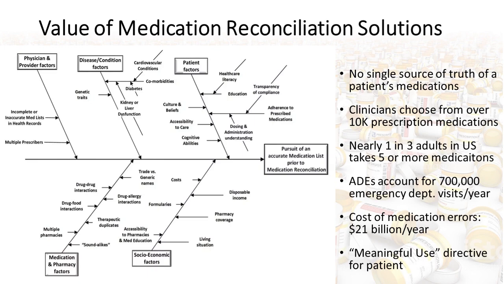Having no single source of truth in an ecosystem of 10,000 plus prescription drugs, where almost 1 in 3 American adults is taking 5 or more medications, coincides with more than 500,000 adverse drug events per year requiring emergency care, and medication errors that cost an approximated $21 billion per year. Our solution would empower the patient to verify they are taking all the medications in their EMR prescribed by the clinician.